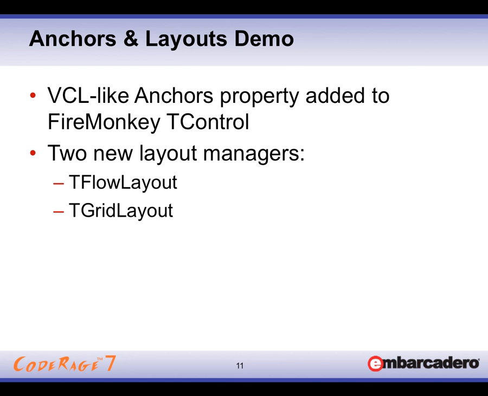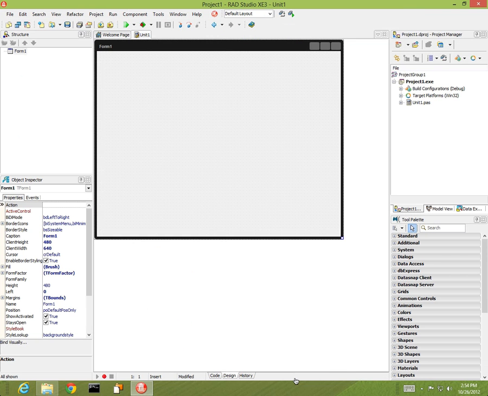So just about every visual control, every HD or 2D visual control will have the anchors. It inherits them for free, basically. And we have two new layout managers, TFlowLayout, which you can think of as a word wrap for controls, and TGridLayout, which does layout of grids. I have a demo of both of these, so let's go over to that. Okay, so let's go over to the demo machine, and this is just a new FireMonkey Forms application. There's nothing on it yet.